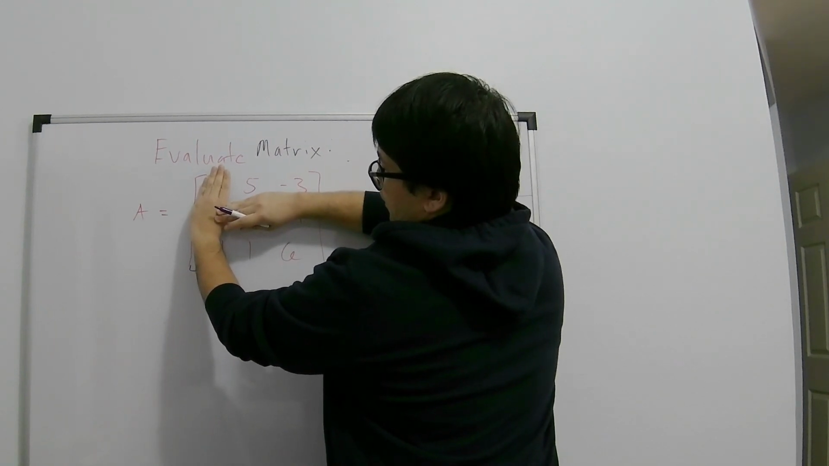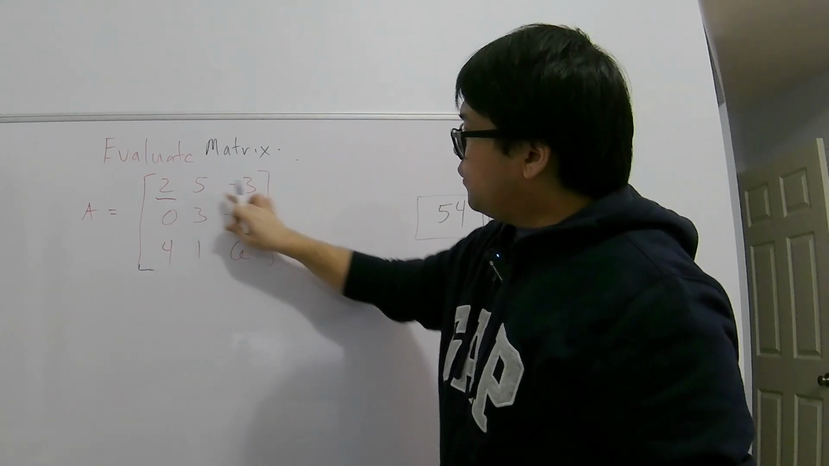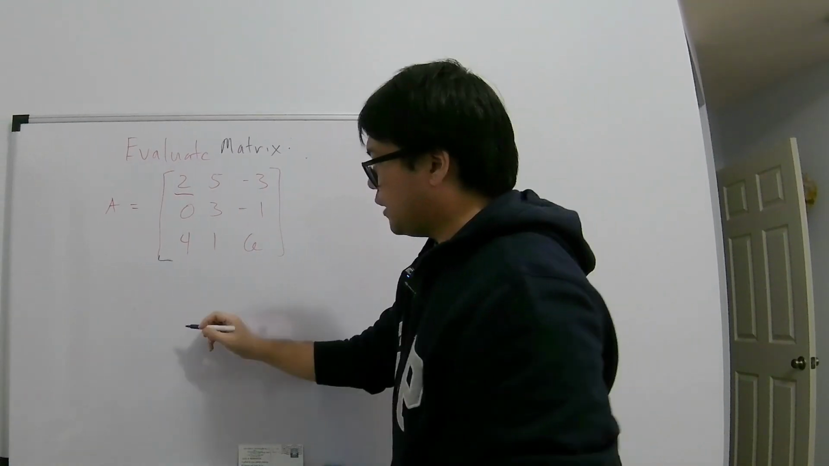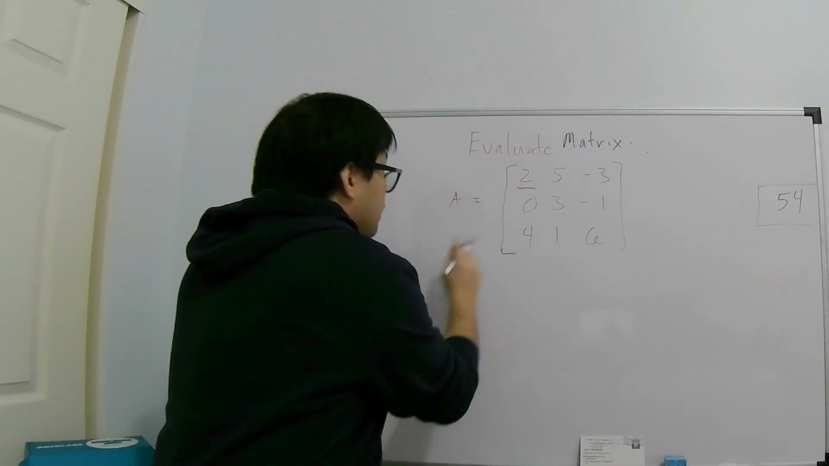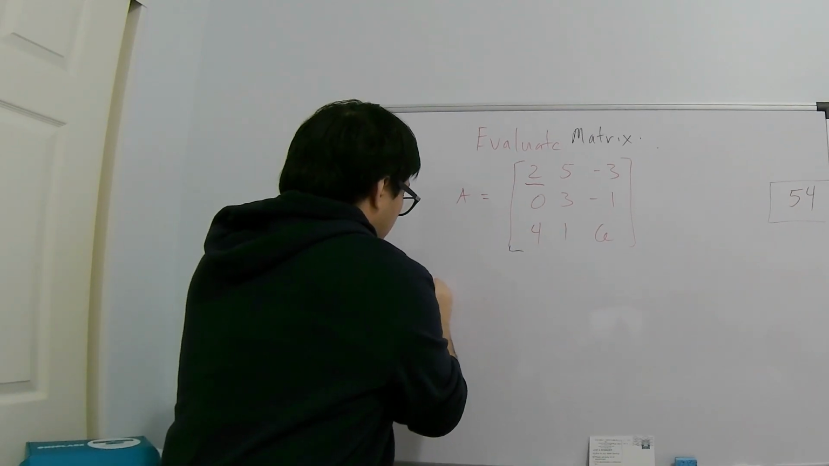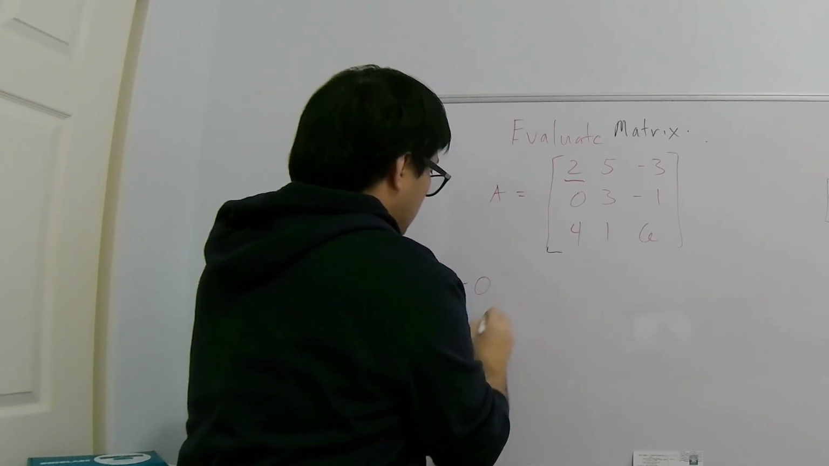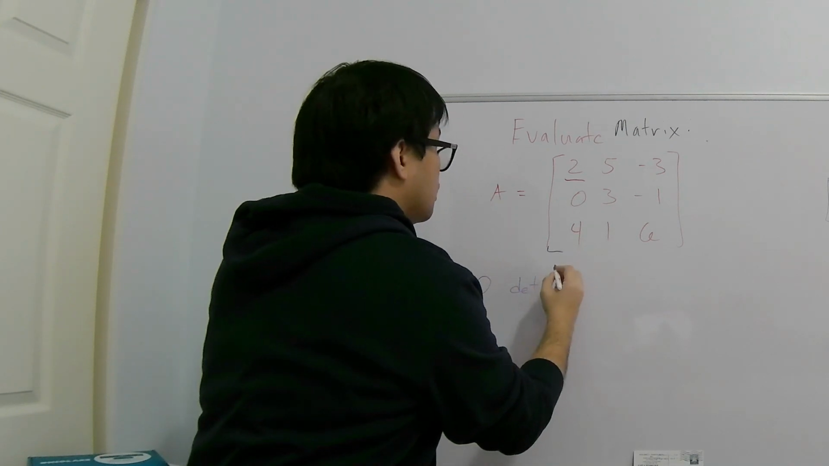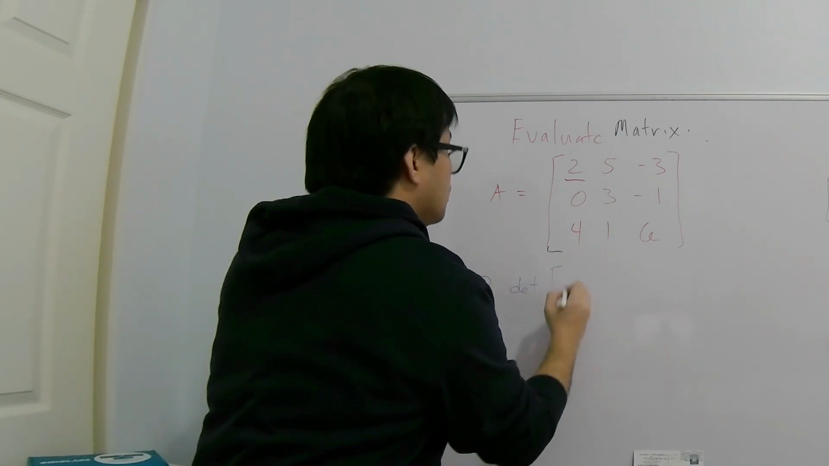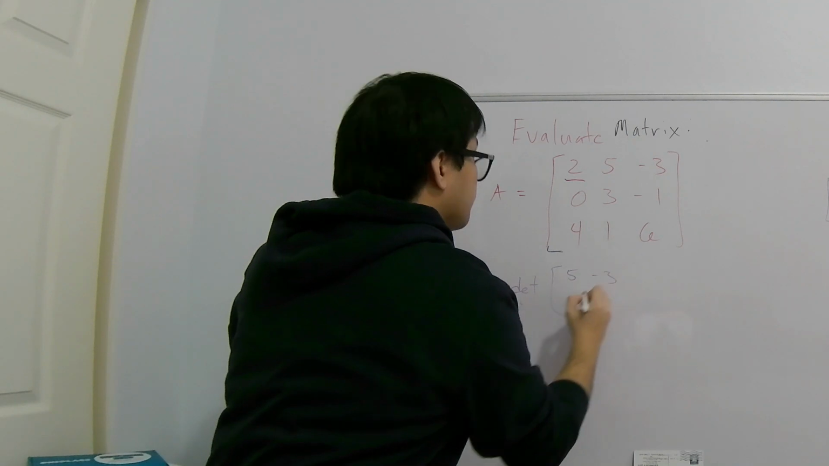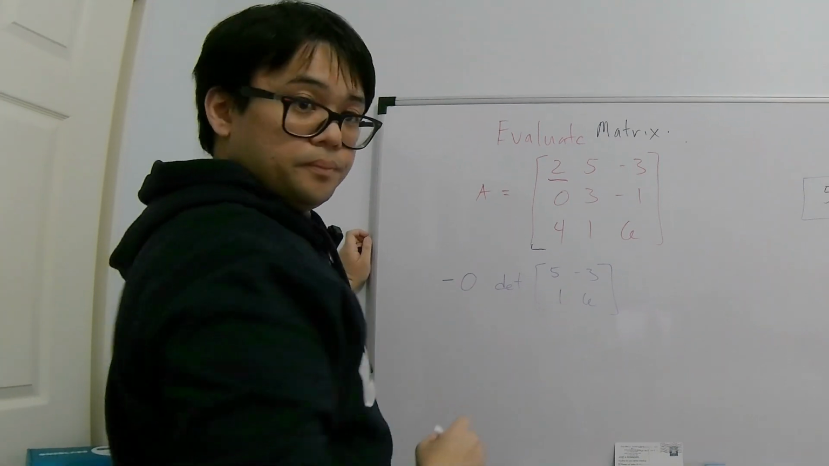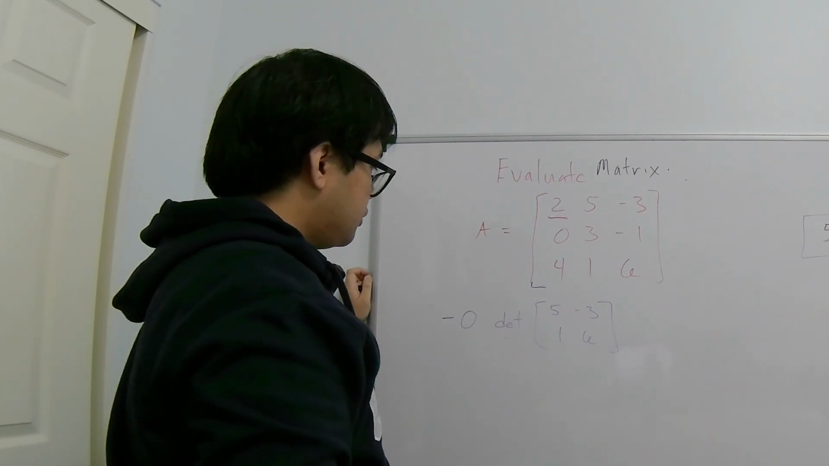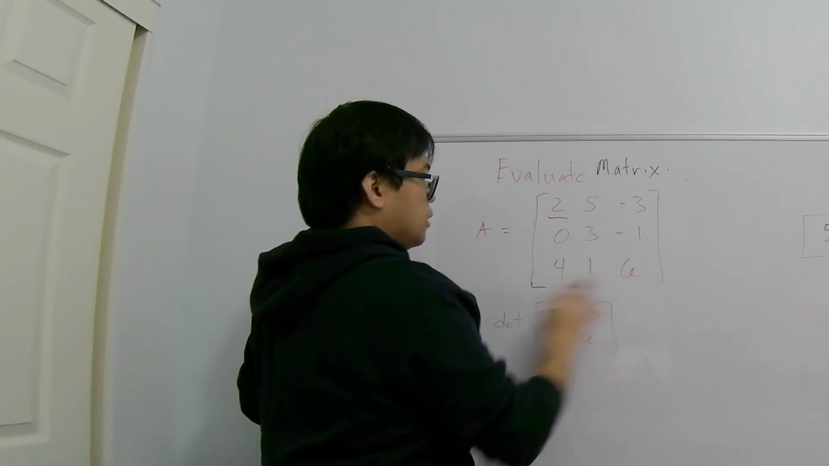And you see that it's 5, -3, 1, and 6. So you write it down. In this case, this one will have a negative sign out in front. 0 times the determinant of 5, -3, 1, and 6. Okay? And so that is our first submatrix.